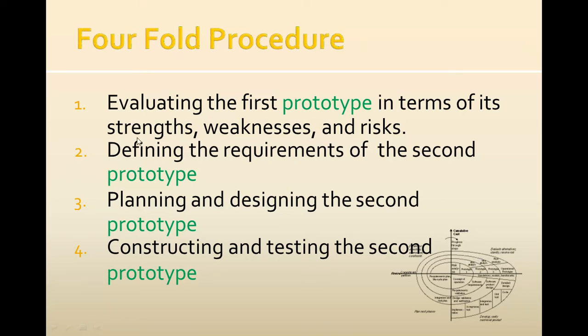In the first fold, we evaluate the first prototype in terms of its strength, weakness and risk. Then the second fold is defining the requirements of the second prototype. Then in the third, planning and designing the second prototype. Then after, constructing and testing the second prototype. So there are basically three prototypes you are using. First prototype is for defining the requirements, second is for planning and designing, and then the third is for constructing and testing. Okay, so there is a four-fold procedure.